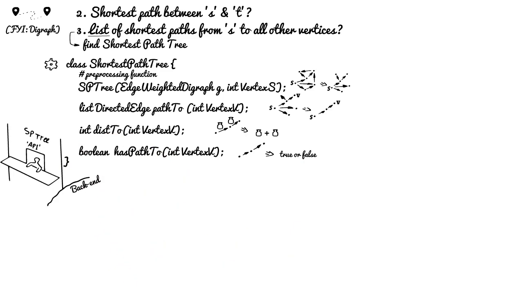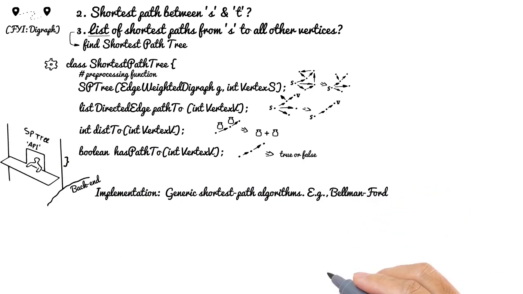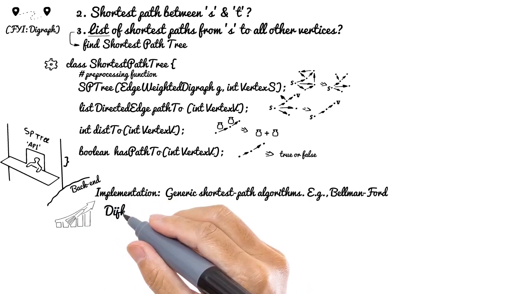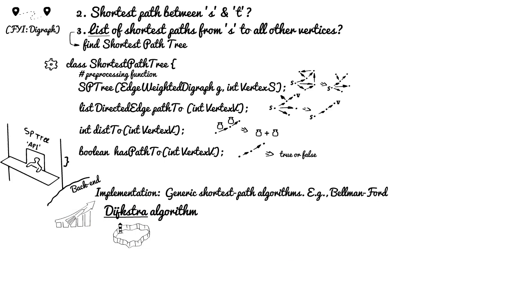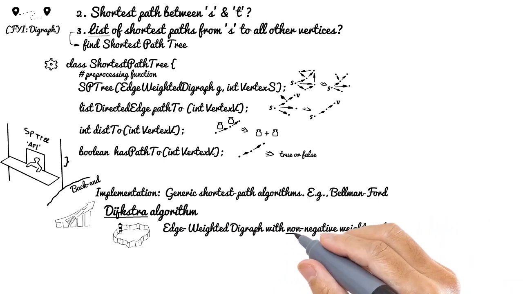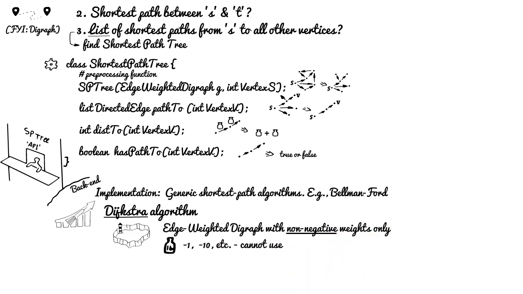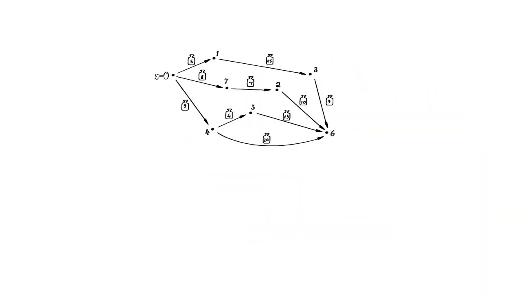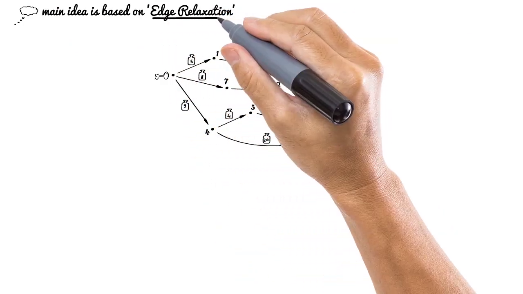Implementation of the preprocessing function can be done using several generic shortest path algorithms. For example, Bellman-Ford algorithm. But one of the most efficient known is Dijkstra algorithm. There is a restriction to use Dijkstra algorithm. It computes SPT, shortest path tree, for edge-weighted digraph with non-negative weights only. You cannot use it if some edge weight of a graph is -1 or -10, for example. Here is our graph with weights assigned to its directed edges. The main idea of Dijkstra algorithm is based on the so-called edge relaxation mechanism.